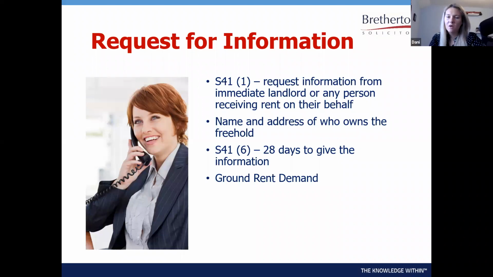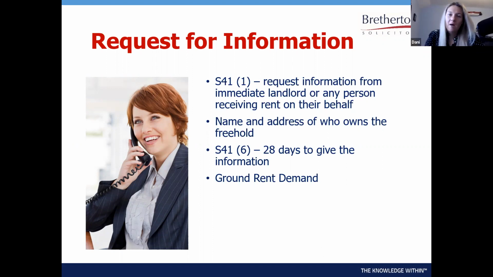So another thing to consider at the beginning is whether or not you have all the right information and you know where you're going to be serving your notices. The best thing to do is to ask for the latest ground rent demand from the tenant. That ground rent demand should have an address for notices to be served at for the landlord. And that's the most up-to-date information that you will probably have received from the landlord with their address.